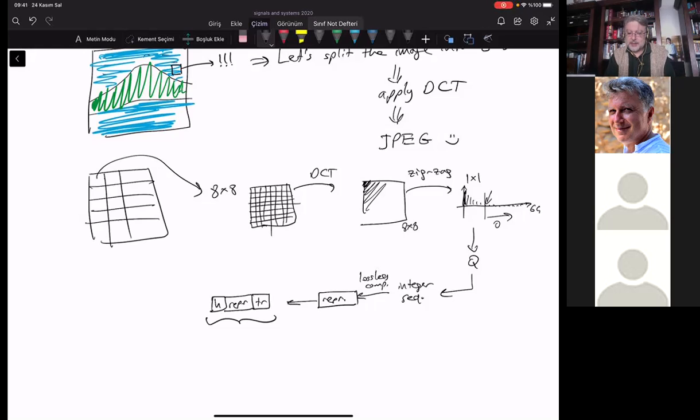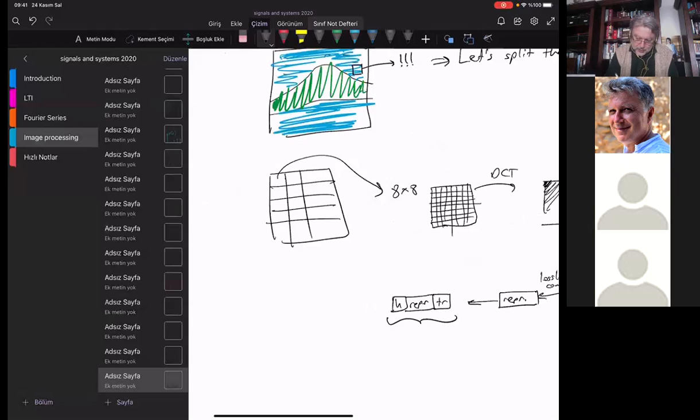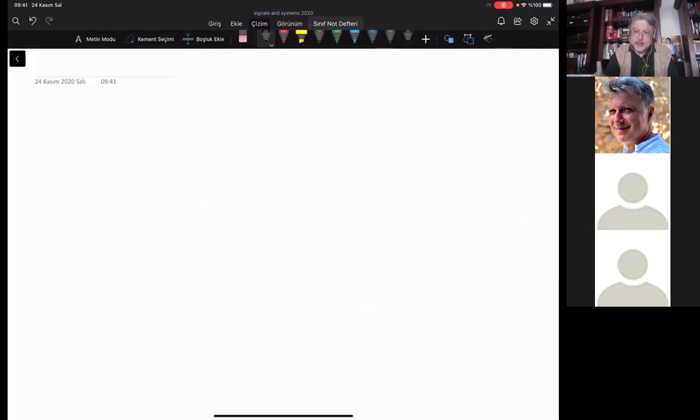Luckily, nowadays, they are doing these things even inside the microchips. But it's not trivial. It's not like putting the pixels one by one. Now, so much for the discrete cosine transform. I will open a new page and I will continue with some rectangular transforms.